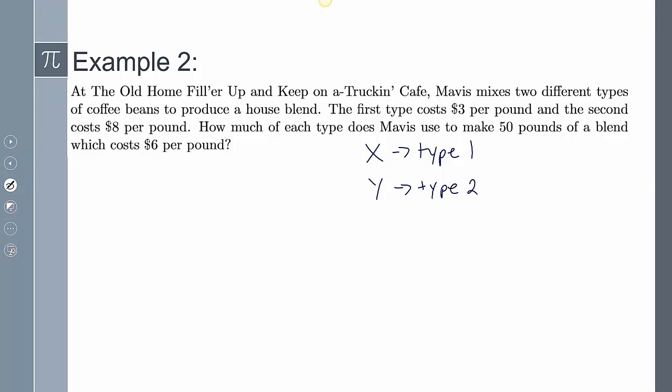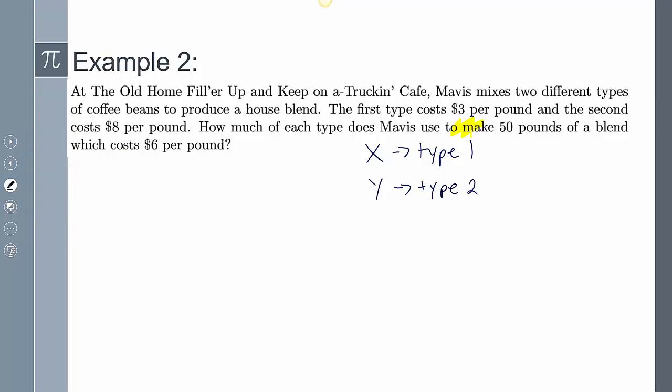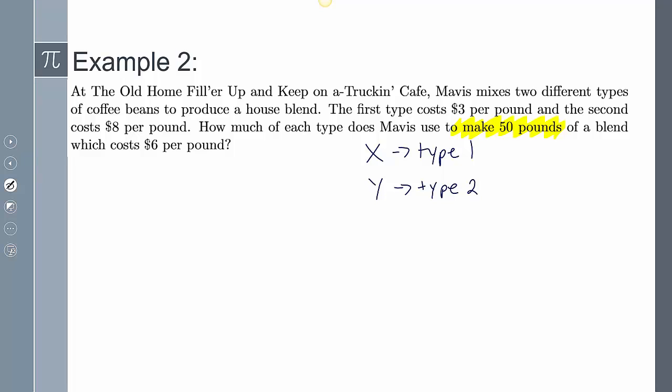So now we have to look at what type of relationships we can establish. Well, first, it tells us we have a total of 50 pounds. Because we have a total of 50 pounds, I can say the number of type 1 pounds plus the number of type 2 pounds equals 50 pounds of total coffee.